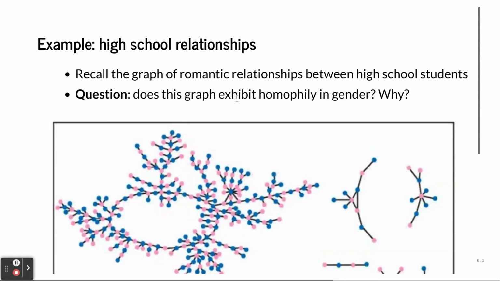So let's think of another example. Recall the graph of romantic relationships amongst high school students. And now our question is, does this graph exhibit homophily in the characteristic of gender?